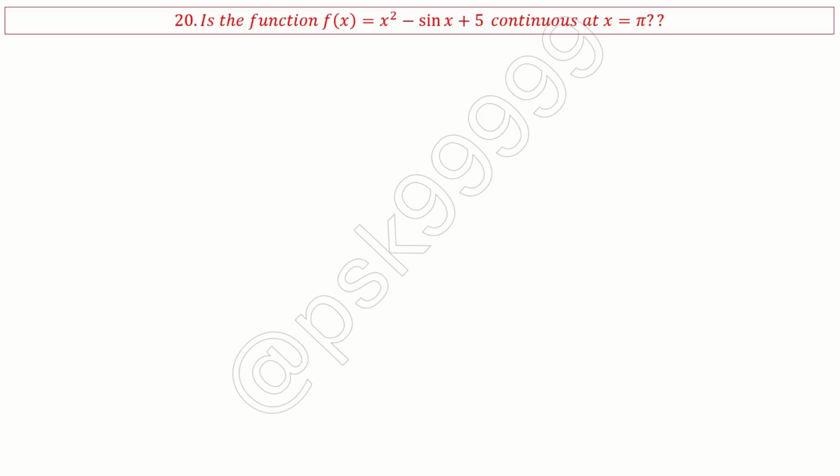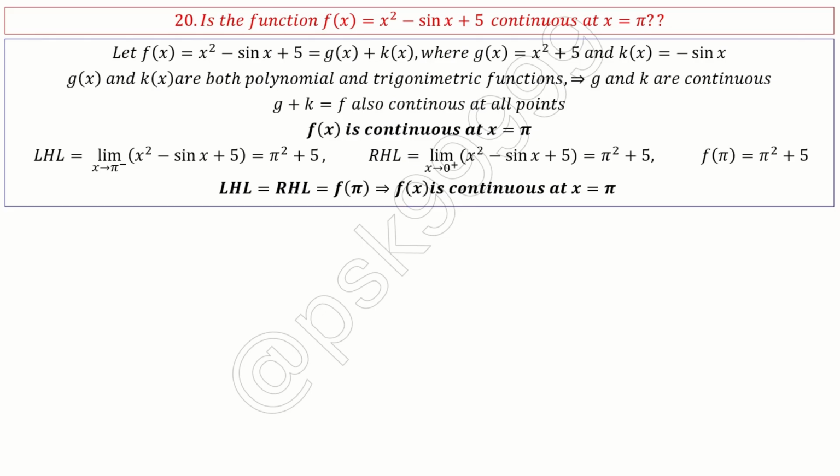Is the function f of x equal to x square minus sin x plus 5 continuous at x equal to pi? Okay, so let's understand this. If you look at the function, x square is a polynomial which is continuous, sin x is a trigonometric function which is continuous, 5 is a constant function, continuous. So x square minus sin x plus 5 should be continuous at all values. Okay, let's see. So this is my f of x. Okay, f of x is nothing but x square minus sin x plus 5.